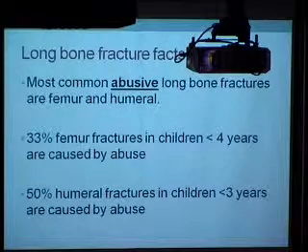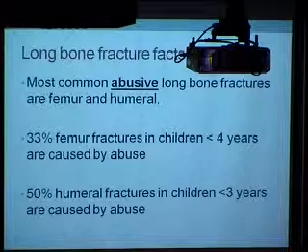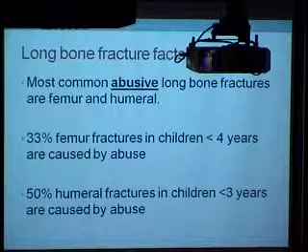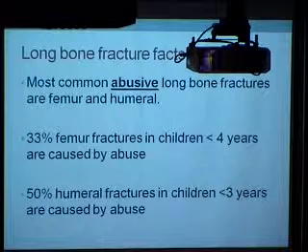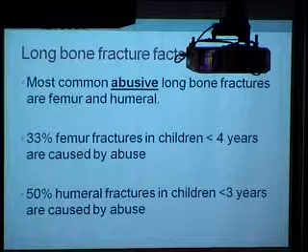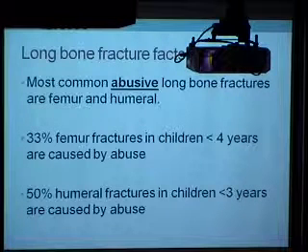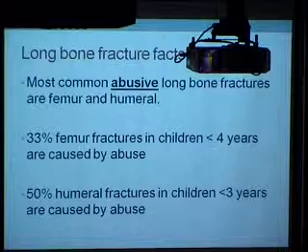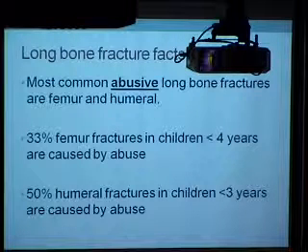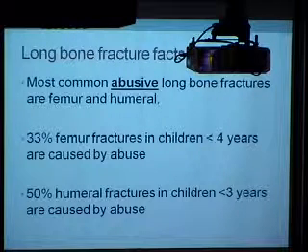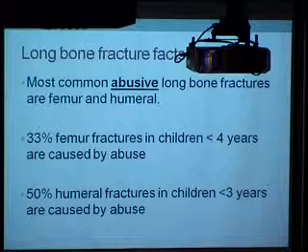A little bit more about long bone fractures, because now I have a whole bunch of pictures to show you coming up. The most common abusive long bone fractures are in the femur and humerus. About a third of femur fractures in kids less than 4 years of age are caused by abuse, and about 50% of femur or humeral fractures in kids less than 3 years of age are caused by abuse.